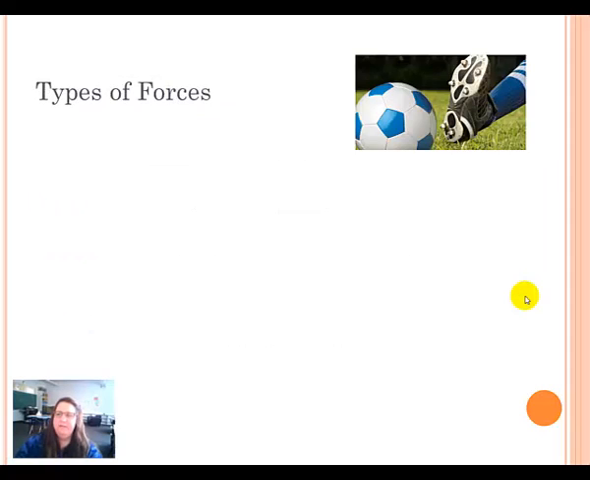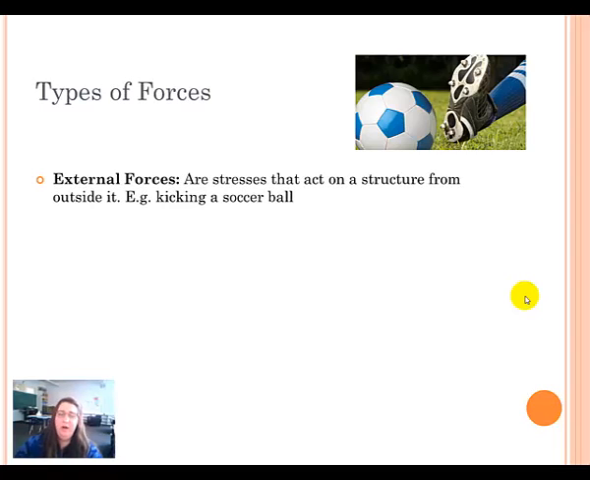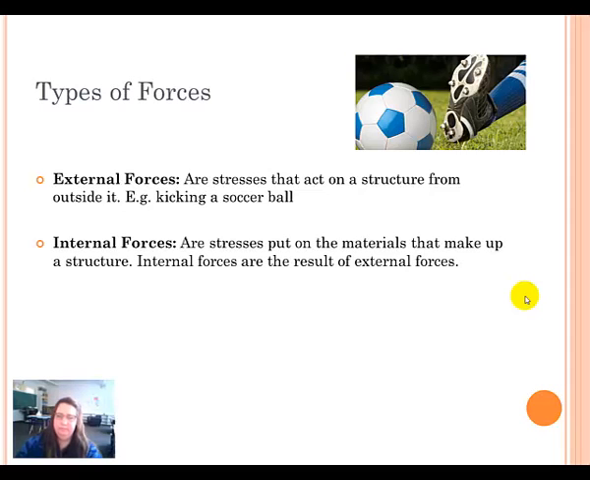What are the types of forces that we need to talk about? One is an external force. So external means outside. These are stressors that act on a structure from the outside. So kicking a soccer ball would add an external force to the soccer ball. Your foot hitting the ball is an external force.